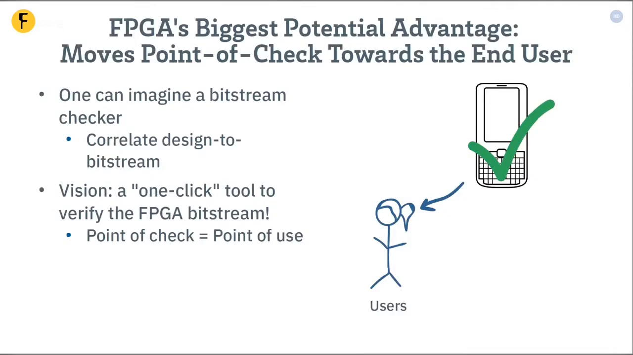So at the end of the day, the FPGA's biggest potential advantage is that it moves the point of check towards the user. One can imagine that we have a bitstream checker, or maybe someday a one-click tool to compile and verify the bitstream. We're not there yet today. I want to clarify this is a vision of where we want to go, but I do think it's doable. This is not a completely crazy, unobtainium thing where we want everyone to have a tomographic X-ray machine by their house or something like that to solve the problem.